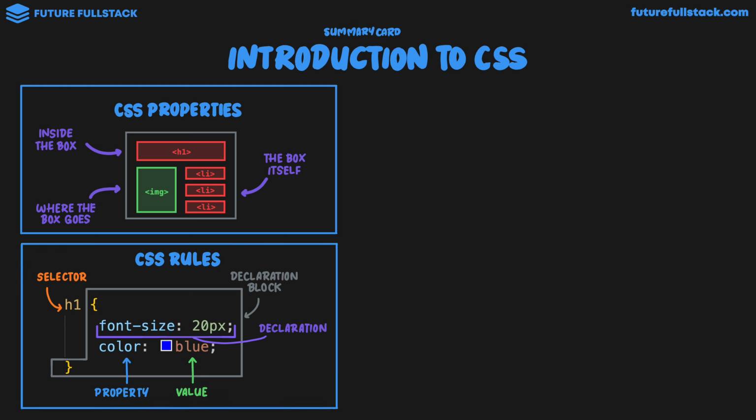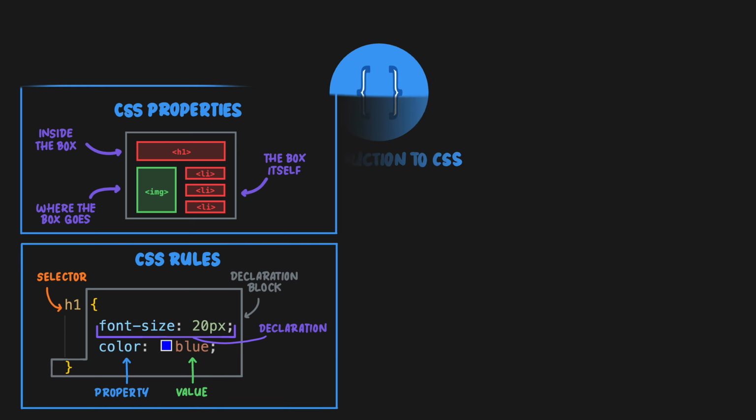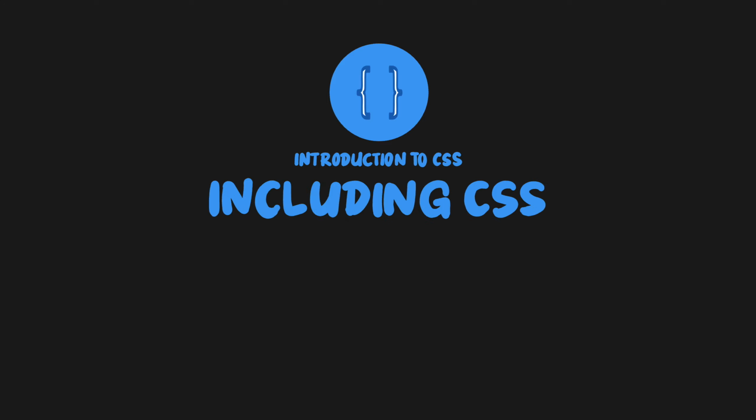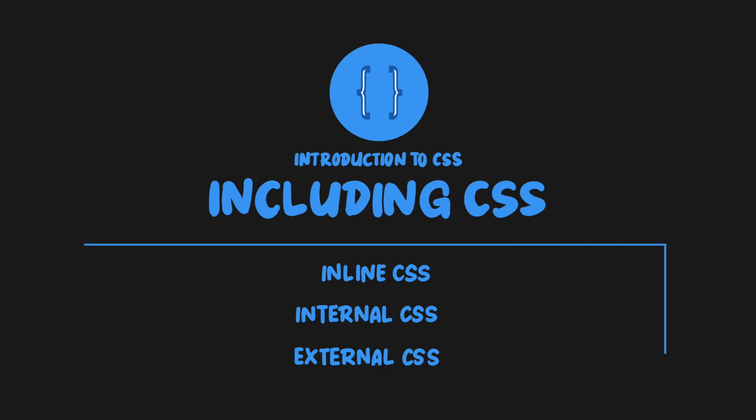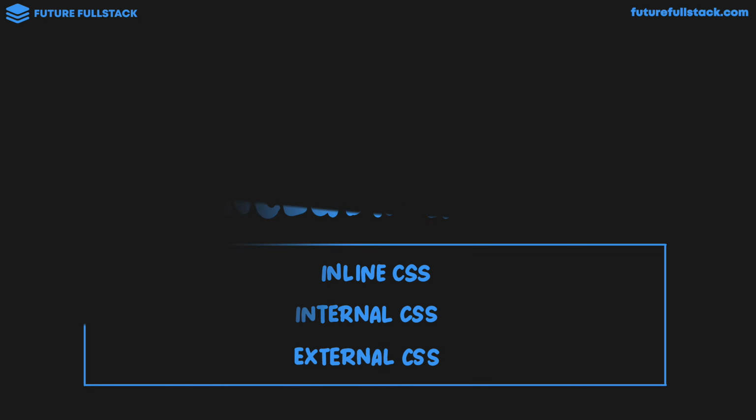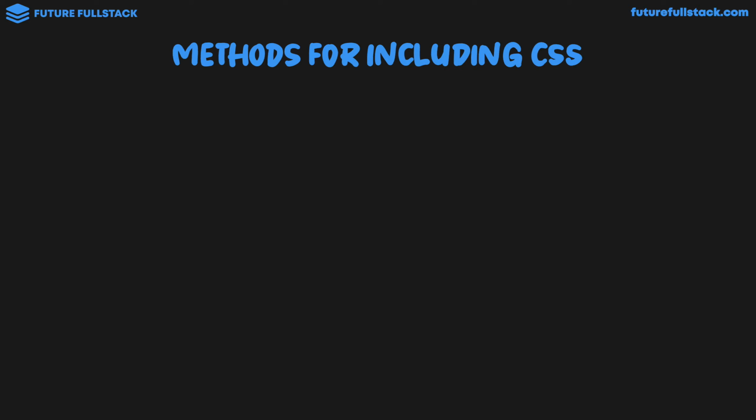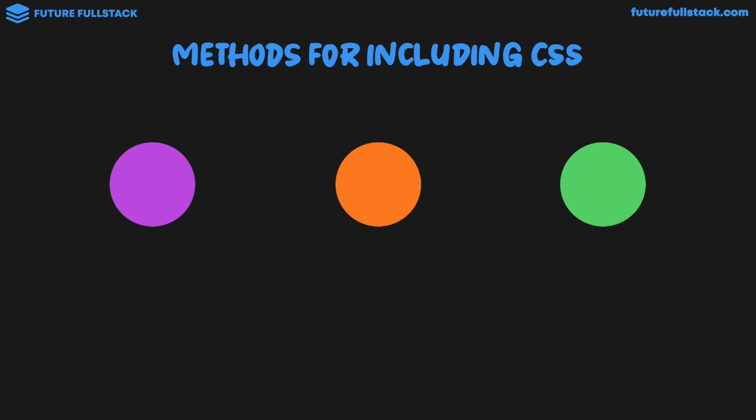Next, we'll dive into how we add styles to our web page by different methods for including CSS. We'll be looking at inline CSS, internal CSS, and external CSS. So first up, let's look at the different methods for including CSS in our HTML document. There are 3 methods for including CSS.